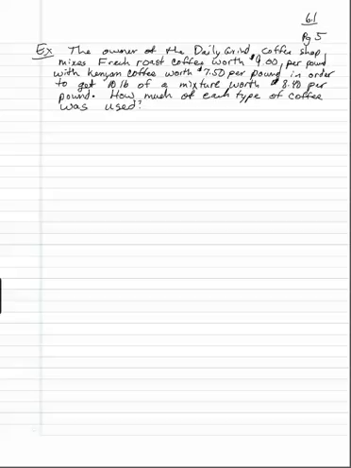In order to get 10 pounds of a mixture worth $8.40 per pound, how much of each type of coffee must be used? So with these type of mixture problems, I always make a chart, and on the top line I put the equation that relates whatever's happening. In this case, we want coffee that's worth $9 per pound with coffee that's worth $7.50 per pound.